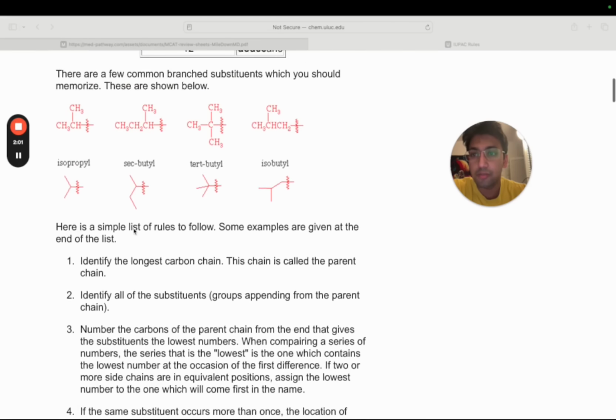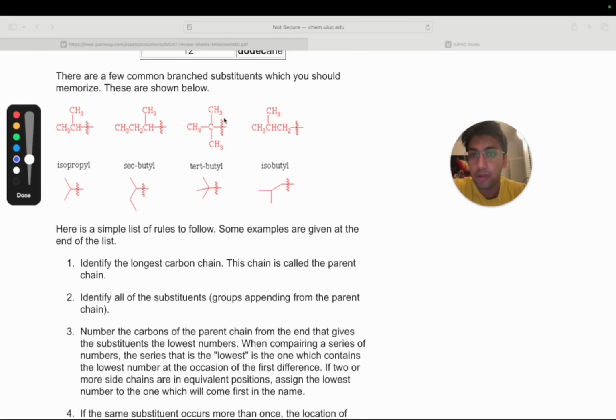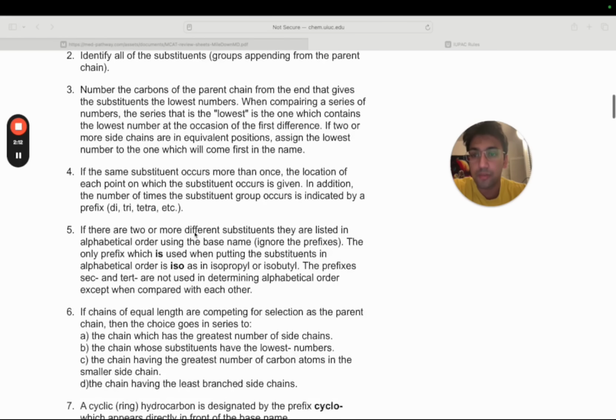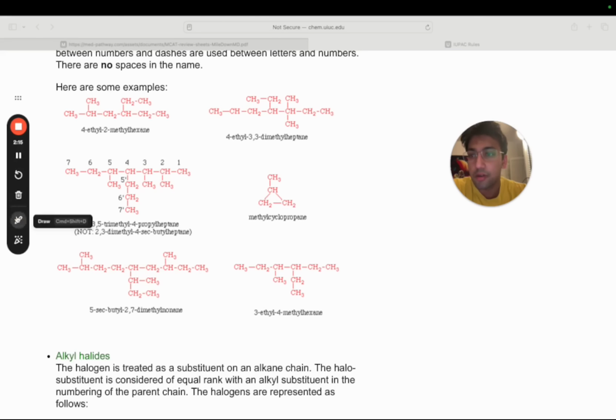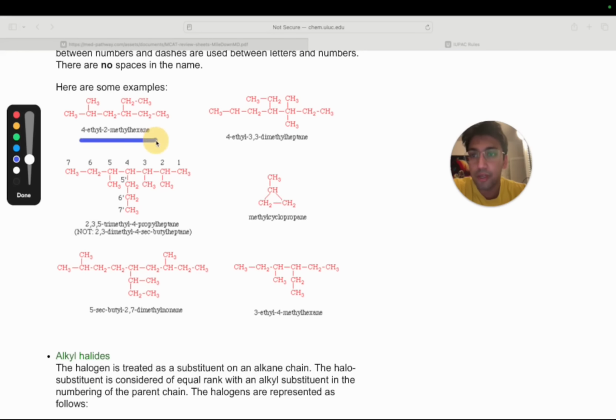So let's look at some examples. Over here, the most important branched substituents you should know are isopropyl and sec-butyl. I'll show you how to name these and how to draw them with the examples we look at below. So here, I'm going to go over this example, 4-ethyl-2-methylhexane.